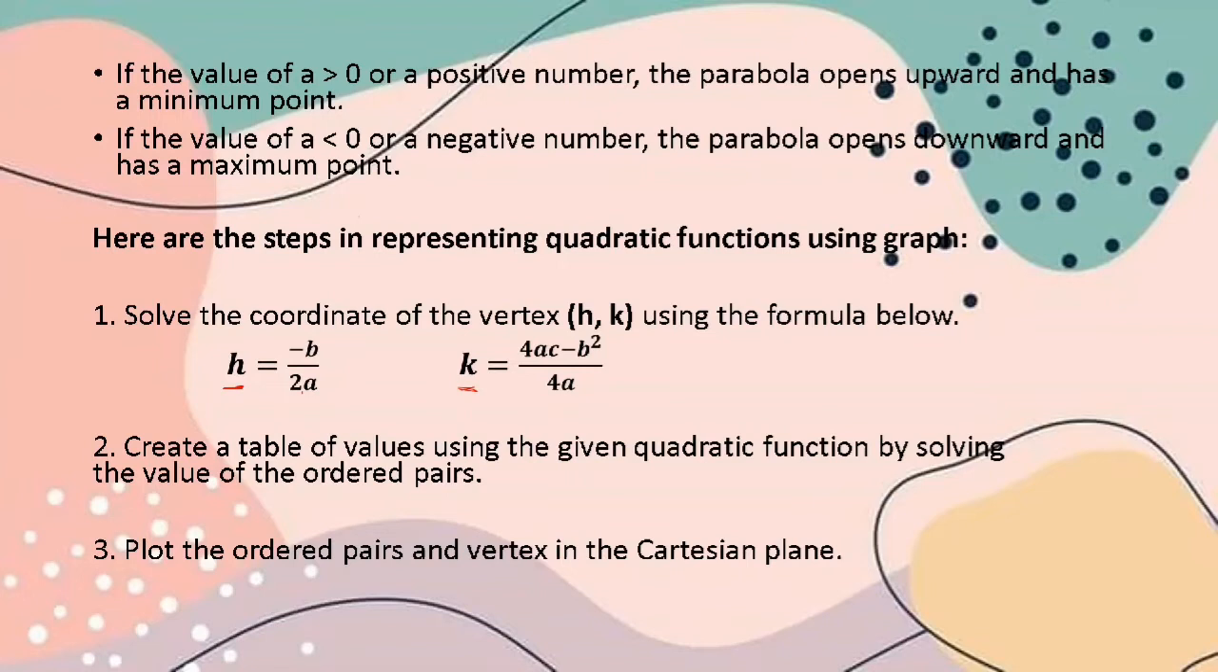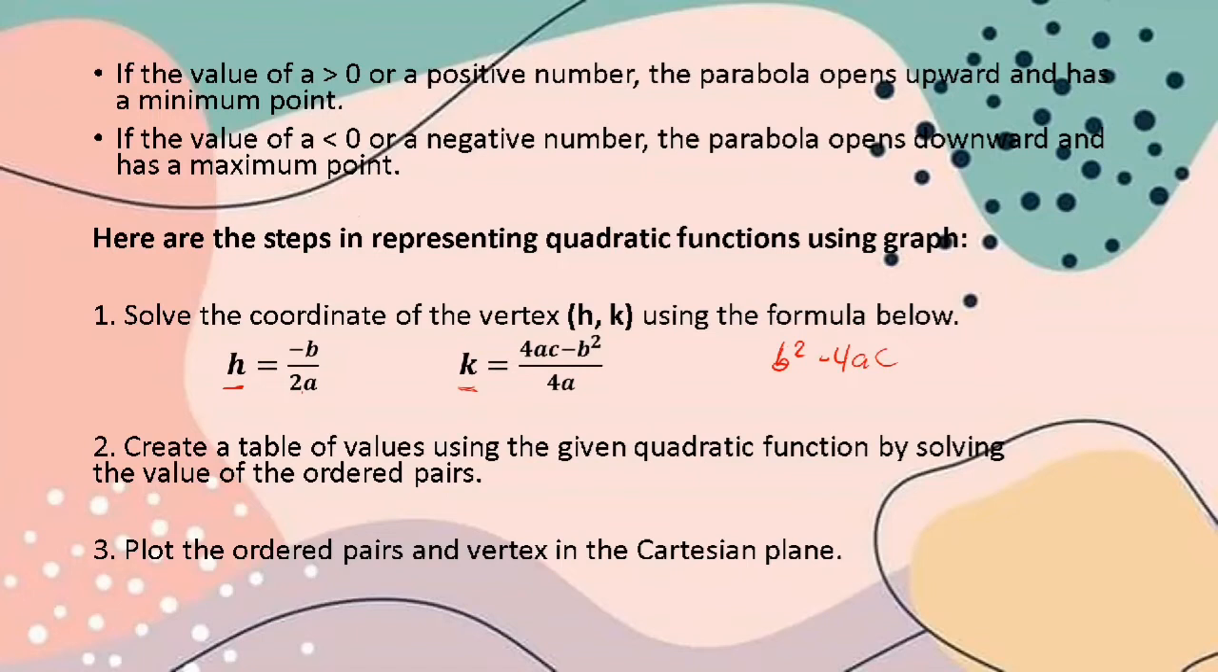So therefore, we will use the discriminant formula to identify how many solutions we have in our equation. The formula of the discriminant is b squared minus 4ac. So, gagamitin natin yan to identify if the equation has 2 real solutions, 1 real solution, or 2 complex but not real. Ayan. So, meron tayong tatlong formula na gagamitin: the h, the k, and the discriminant.